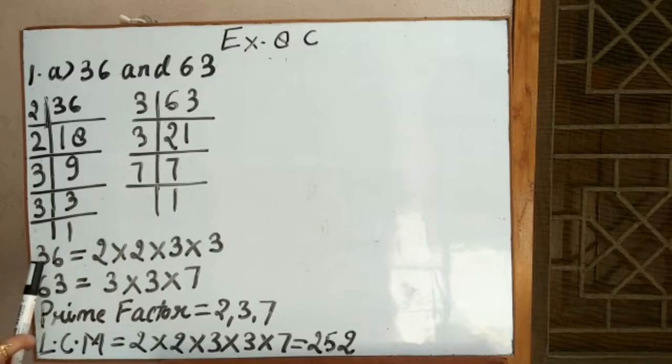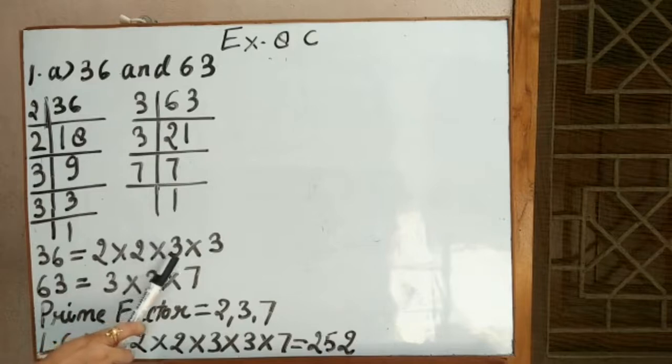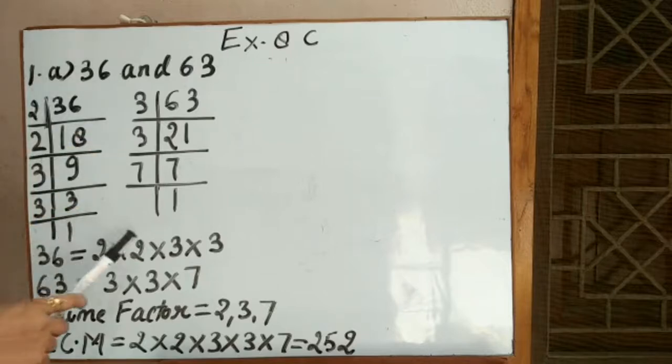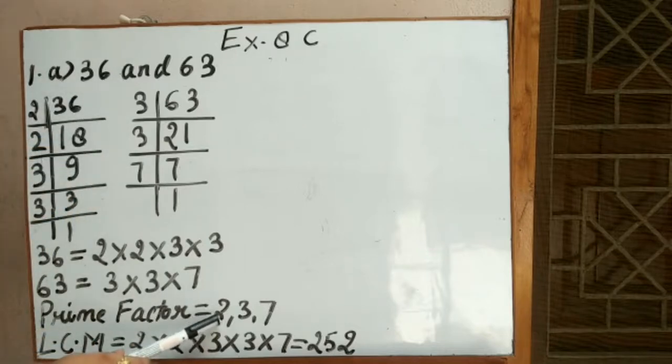Now write factors of each number. 36 is equal to 2 into 2 into 3 into 3. Similarly 63 is equal to 3 into 3 into 7. Now, what are the prime factors of the given numbers? We can see only 3 numbers are there. That is 2, 3 and 7. That's why prime factors of 36 and 63 are 2, 3 and 7.